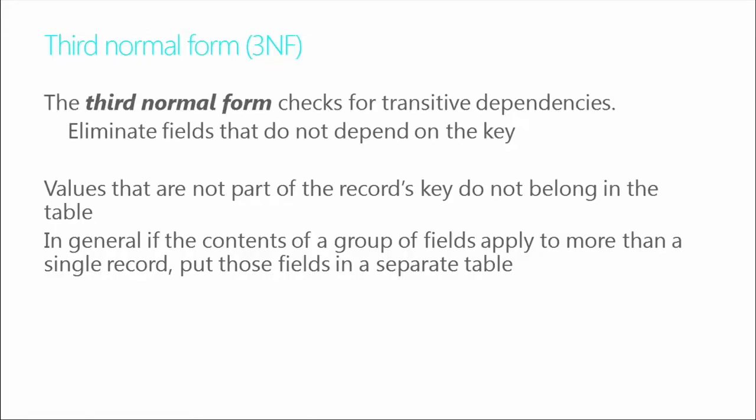Third normal form checks for what are called transitive dependencies. They eliminate fields that do not depend on that key. So I might have extraneous information in there that's not relevant, and I want to put that in a separate table. As part of the third normal form, when I'm massaging that data, we're going to make sure there are no columns in there that aren't directly related to that CD. All right, and again, we'll show you that here.